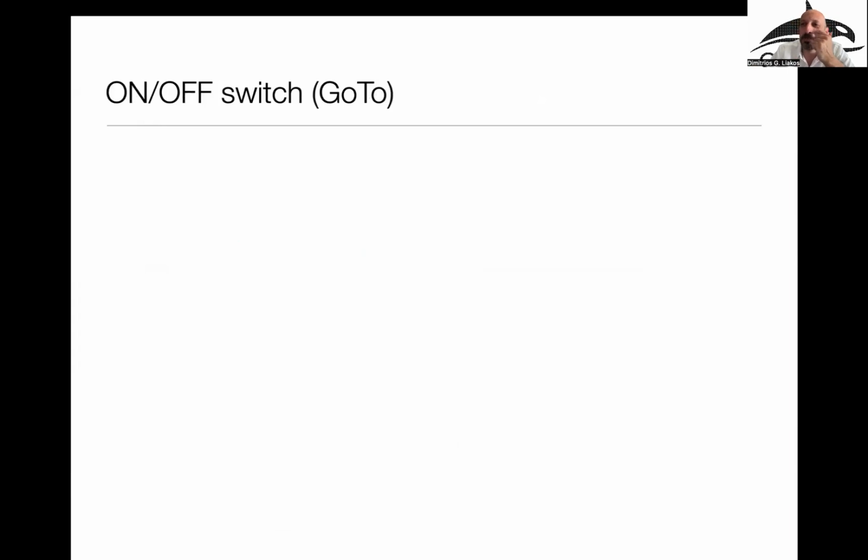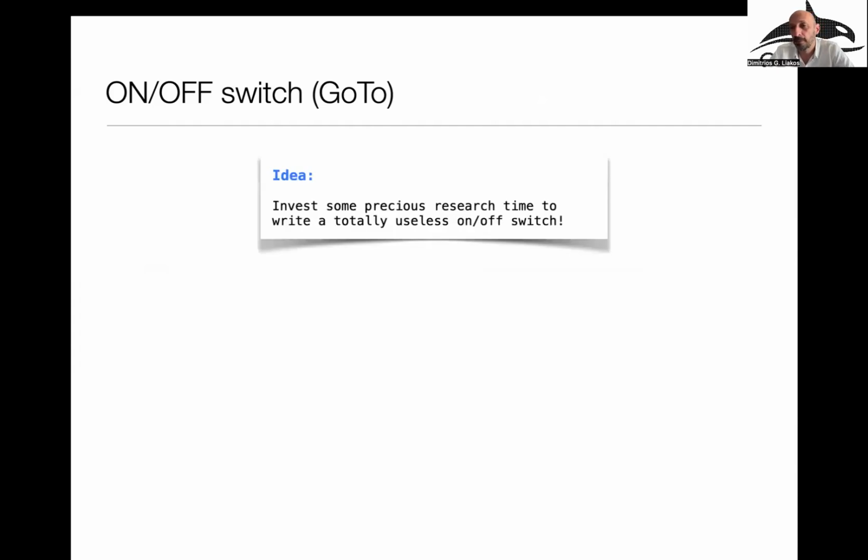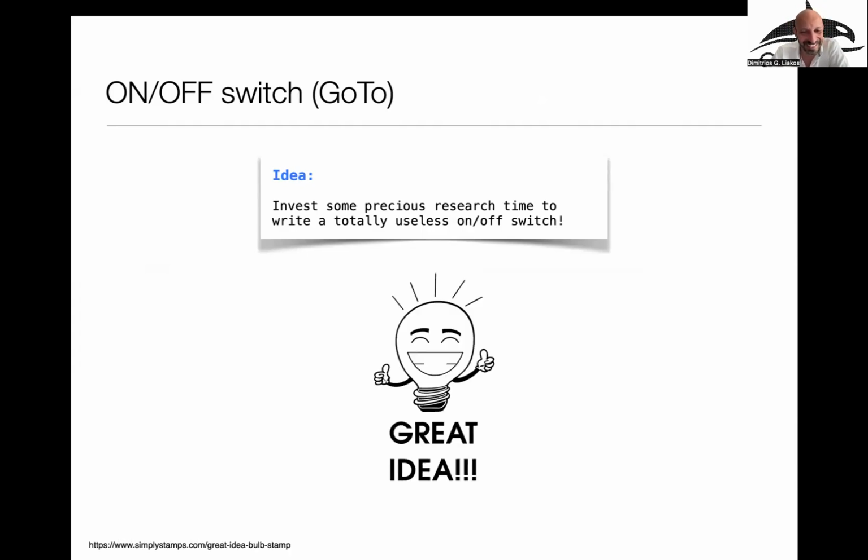Next, something a little bit funnier, but just to show a technicality. Compound also uses the go-to function, if we need it. So let's invest some precious research time to write a totally useless on-off switch. This is a great idea.